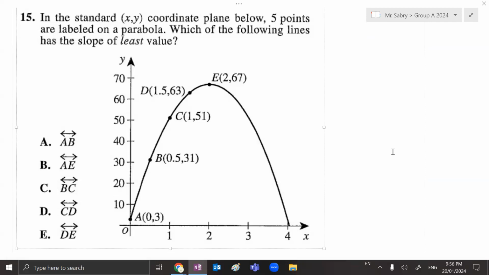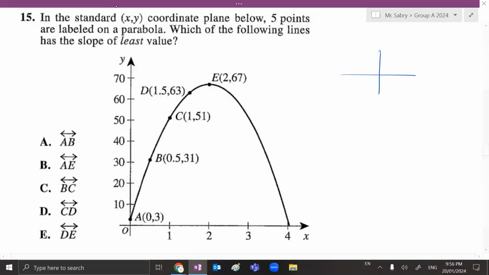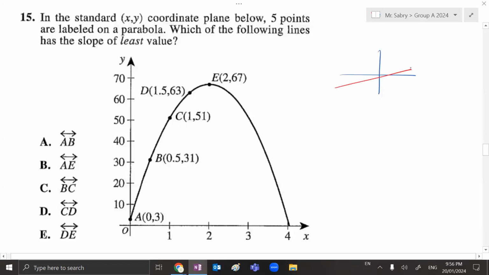5 points are labeled on a parabola. Which of the following lines has the slope of least value? So one of the important things to understand about slopes is that if this is an xy axis and there's a line that goes this way, for example, this has a lower slope value than this line here, which is steeper. In other words, as they become more vertical, they are becoming higher in value when it comes to the slope. So let's try and check how we can use this to solve this question.